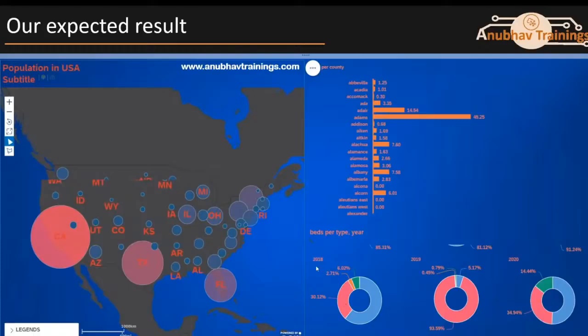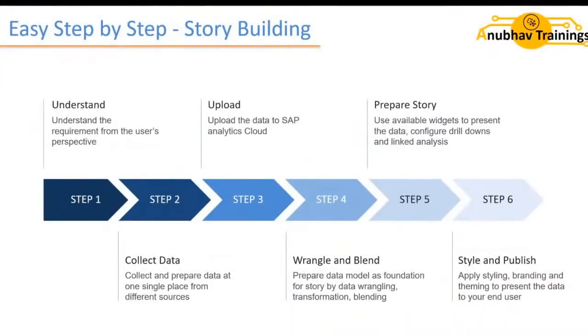Those breakups are coming per year. You see 2018, 19, and 20, how the hospital is adding up the beds with respect to the particular county. So this is going to be our expected result we will be working on. Since you now understood the requirement, let's understand the easy steps to follow through and complete this requirement.